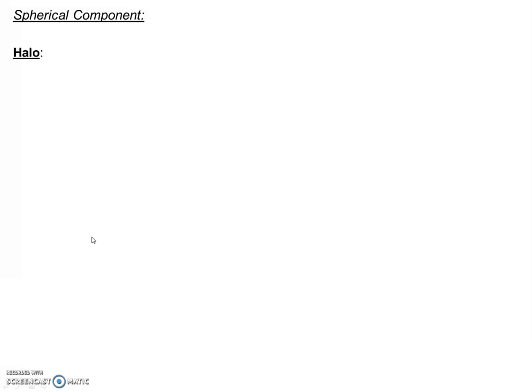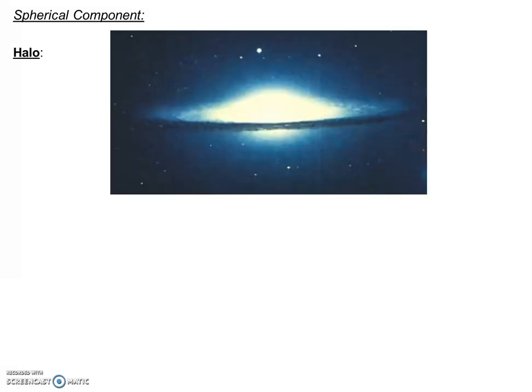Okay, the spherical component consists of the halo. Now again, this is obviously not a picture of our Milky Way, but it's a picture of a galaxy that is also a spiral galaxy. This one is seen edge-on, not face-on like the previous one. And it's very, very telling. You see the disk of this galaxy, and notice how dusty this disk is. It's opaque right here. You can't see through the thick dust in the disk.